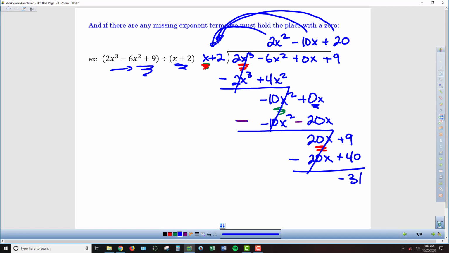And so now for my remainder, I can either put it as negative 31 over our divisor, x plus 2, and have that be an addition symbol there. Or the other way that I could write this is, if that 31 is negative, if the remainder is negative, then we can say, well, let's just make it minus this remainder. That's the equivalent of doing plus the negative 31 over x plus 2. So either way you write it is just fine.